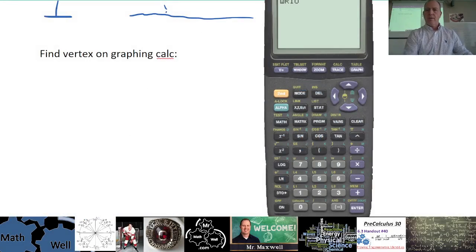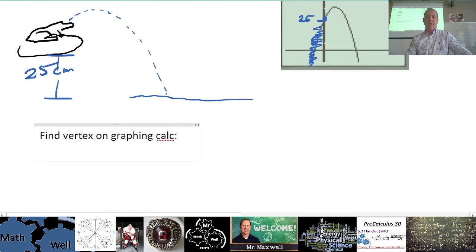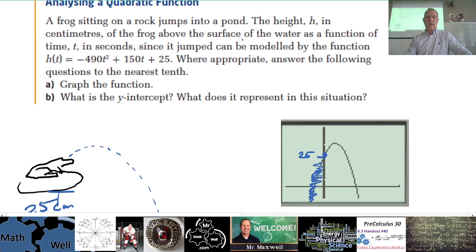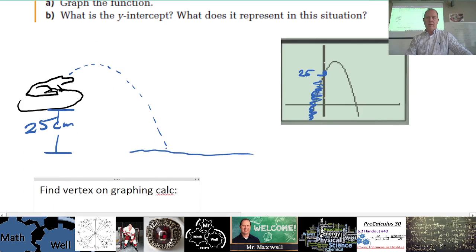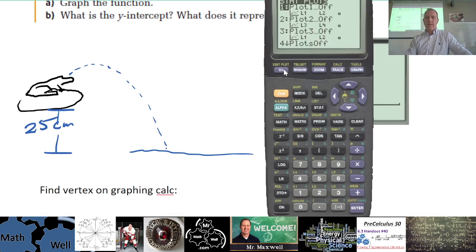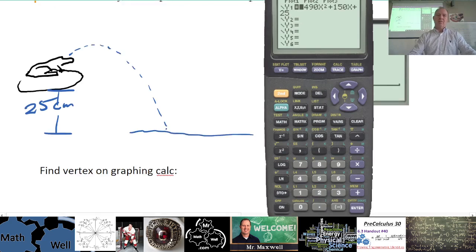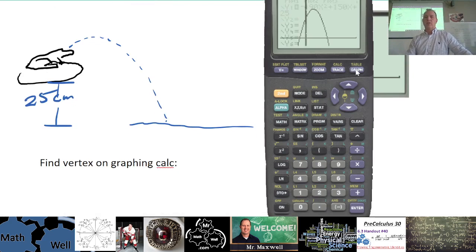Okay, so if we're finding the vertex on the graphing calculator, let me just delete this. So the vertex on the graphing calculator, if we have a function, here we're doing example 2, let's put this function into the calculator. There we go, so that is in the calculator. Now to find the vertex, let's go to the graph. We've already adjusted the window for this one.